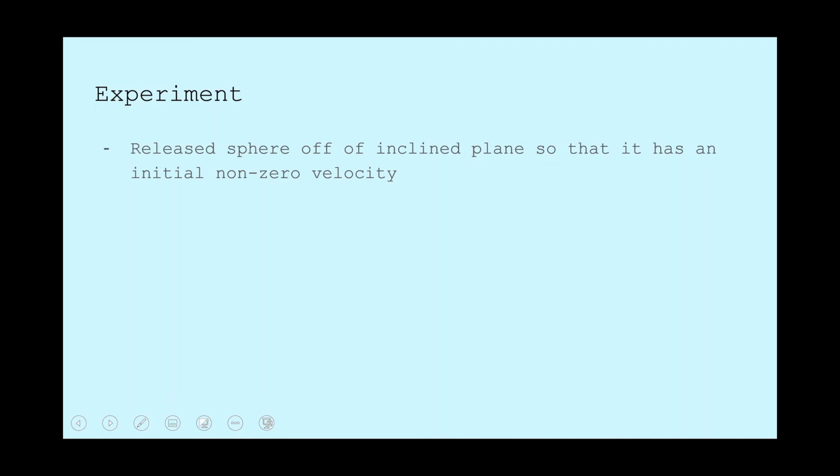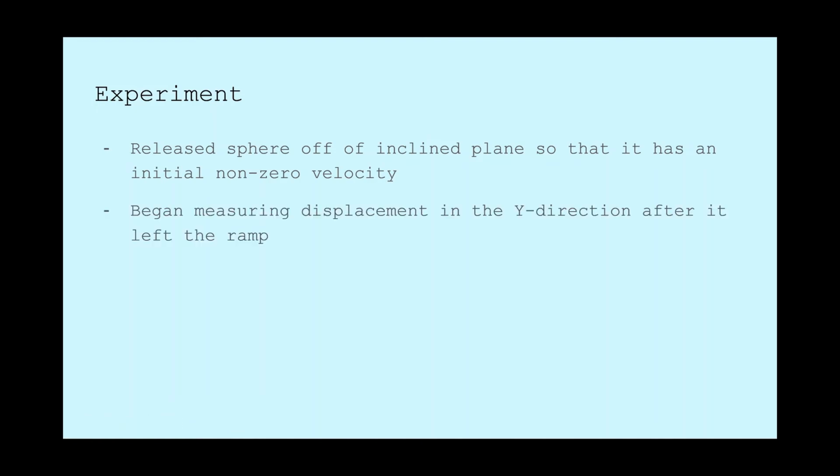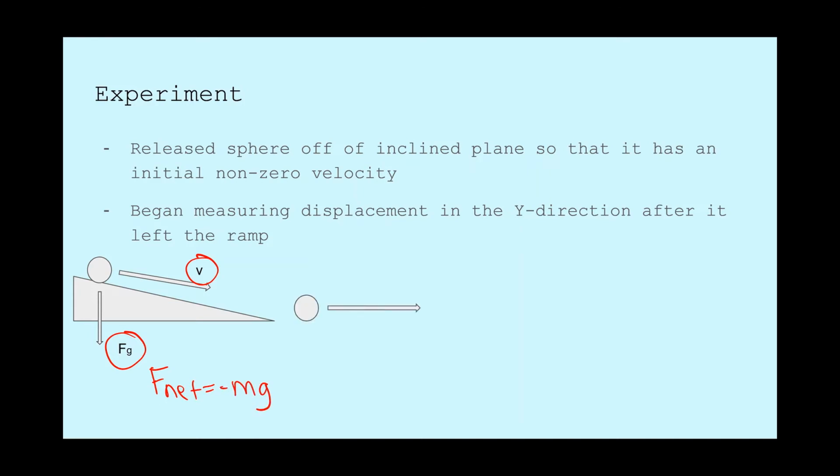For the experimental procedure, a 12-gram cylinder was released from rest on an inclined plane about 10 degrees off the ground, and then its motion was recorded in the negative y direction once it hit the ground. This made it so that it had an initial non-zero velocity, but we began observing the cylinder while the net force was equal to zero, so the velocity was constant.